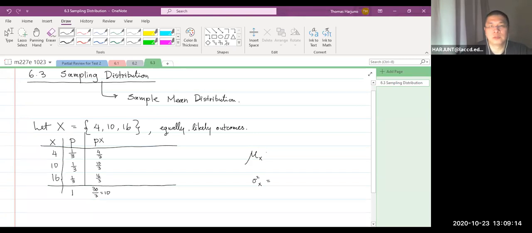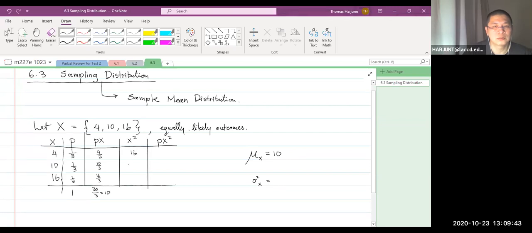So the mean of this distribution is 10. How about the variance? Then I need to do the second extension. The first column of this second extension is x squared, and then the second column is p times x squared.